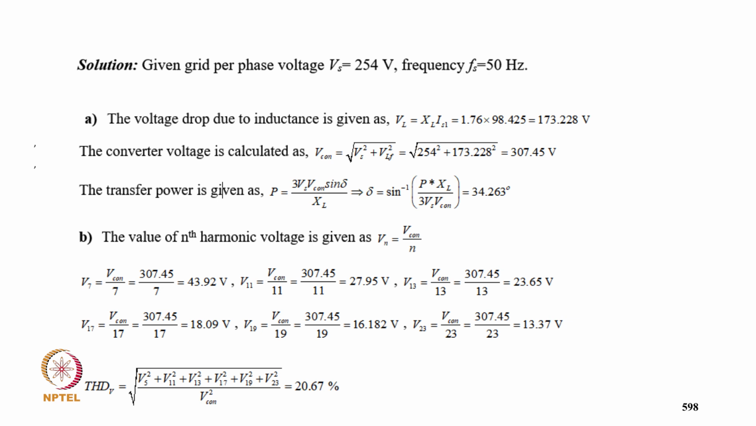V converter from VS square and VL, it comes 307.45, and transfer power P equal to 3 VS V converter sin delta upon X, that delta comes 18.67. Value of nth harmonics is V converter upon N. So V7 is V converter by 7, so it's 43. V11 is V converter upon 11, so 27. V13 V converter upon 13, 23. V17 is V converter upon 17, 18.03. V19 equal to V converter upon 19, 16.183. V23 is V converter upon 23, and TID of the voltage adding all the harmonics, it comes 20.67.